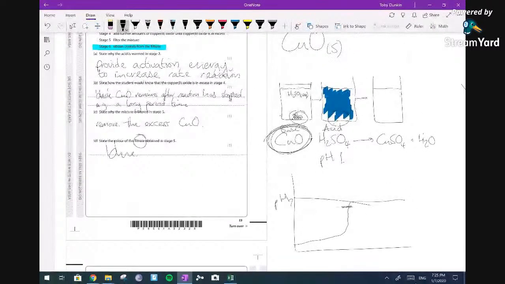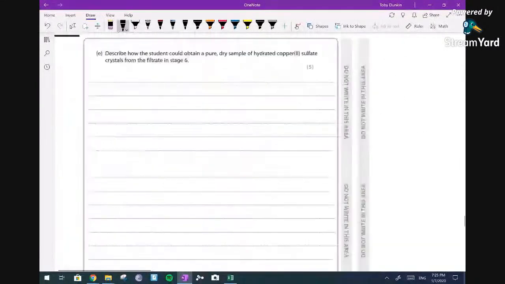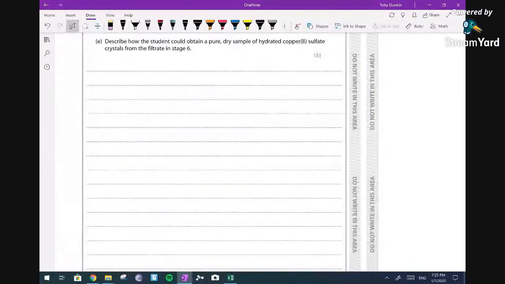Next, describe how the student could obtain a pure, dry sample of hydrated copper sulfate crystals. Right. We know that this is a 6 marker. It's a big, long set of bullet points.